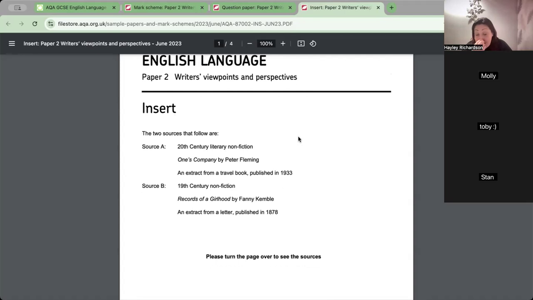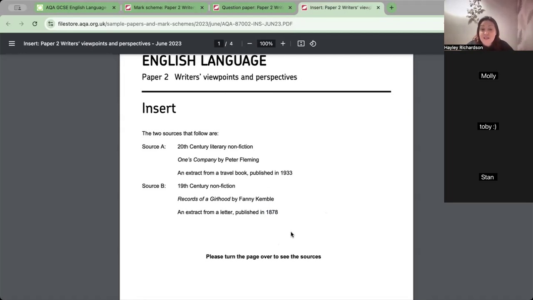We've got two sources. Now, one is usually a Victorian source and one is usually relatively modern day. So, for example, here, 1933, we wouldn't say it was really modern, but obviously in comparison to the late 1800s, it's nearly 100 years after that, isn't it? It's maybe about 60, 70 years afterwards. So there's a real difference in the influences and the viewpoints and perspectives of people living in these two different eras.